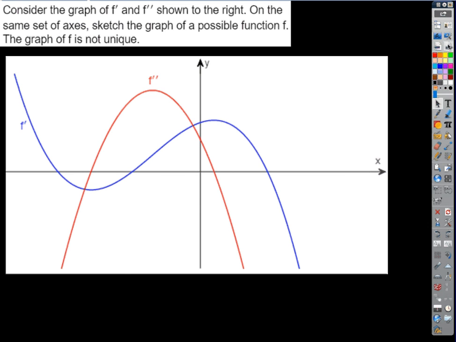Okay, so what about this one? Now we've got a bunch of information here. We want to try to graph the original function. What's some stuff that the blue first derivative graph is telling me? There are some flat tangent points.